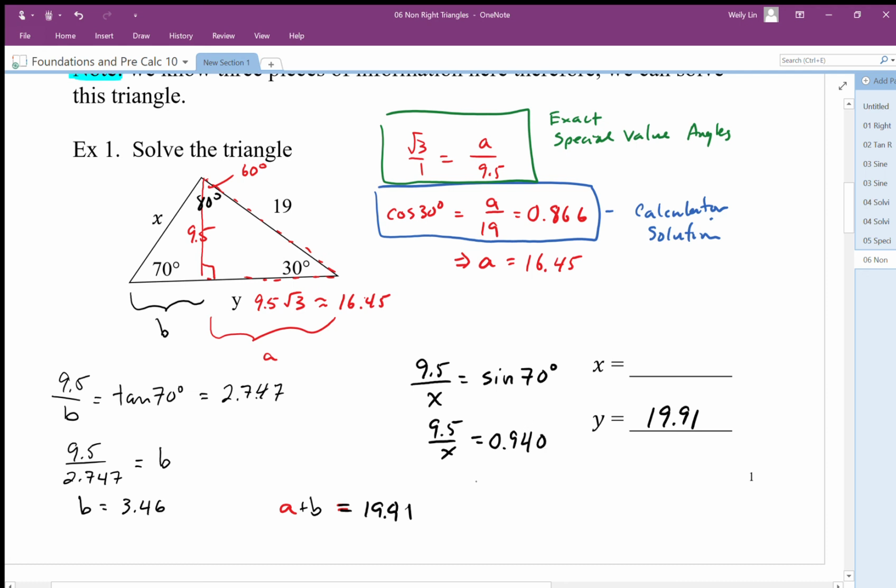And again, algebraically solving for X, I'm going to cross multiply: 9.5 divided by 0.940. And I'm getting a value of 10.11. And again, you don't need that degree of accuracy. As long as you're close to 10, you're doing the right thing.